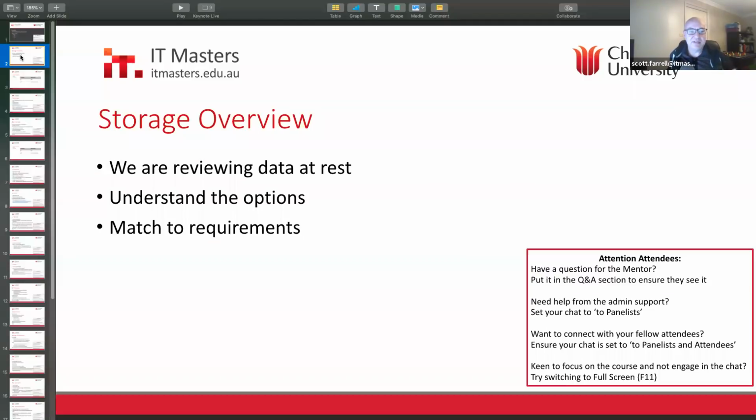So we're looking at data at rest. We want to better understand the options, and it's important to understand what the options are because a lot of the questions that come up in exams and the certification are matching of those options with the requirements. So you can't just pick what you like. You've got to really think about matching that requirement.